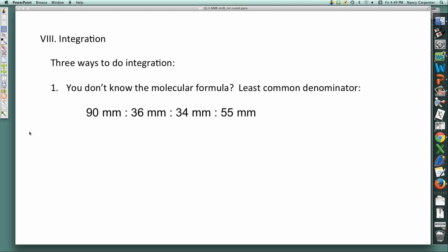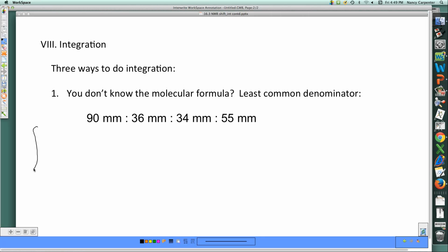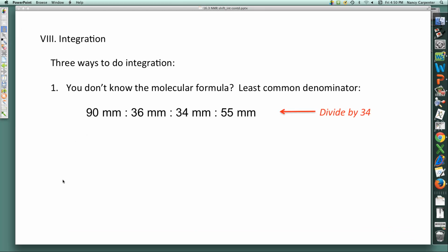In other words, I have four integrals that are like that tall, to like that tall, to pretty similar, to somewhere in between. That's a pretty bad drawing, but you get the gist. All right, what do I do with these numbers? Well, least common denominator: you find the smallest one and divide everything by 34. When you do that, you end up with this set of numbers, which is rather absurd because no molecule in the world is going to have 2.6 hydrogens or 1.6 hydrogens. So what do you do then?